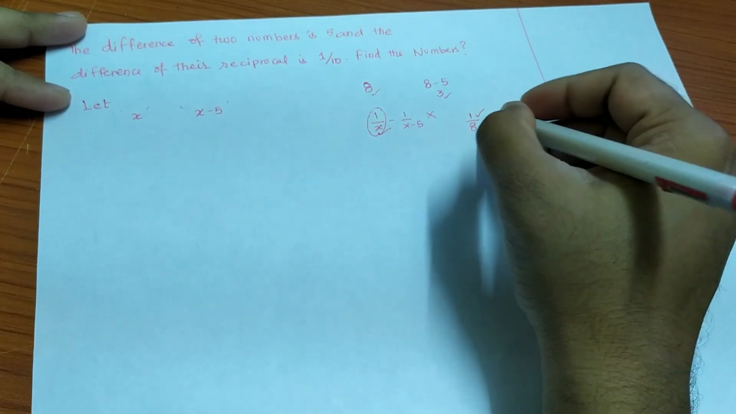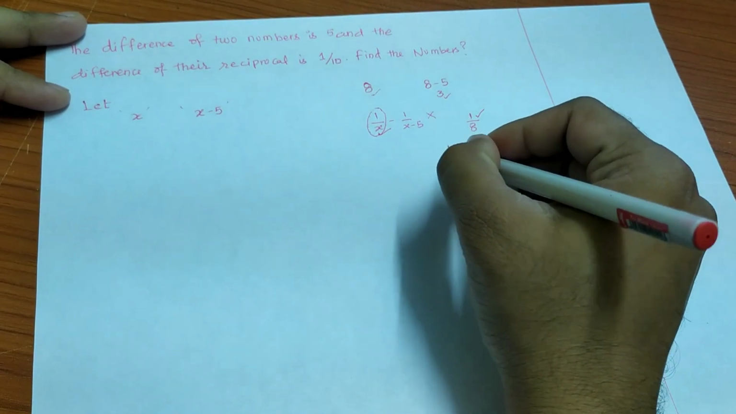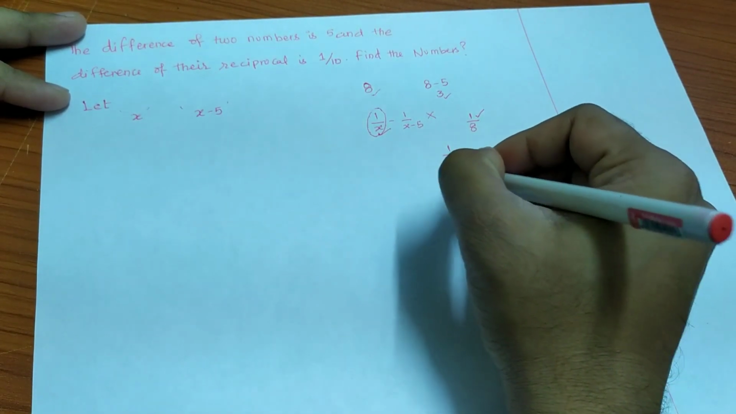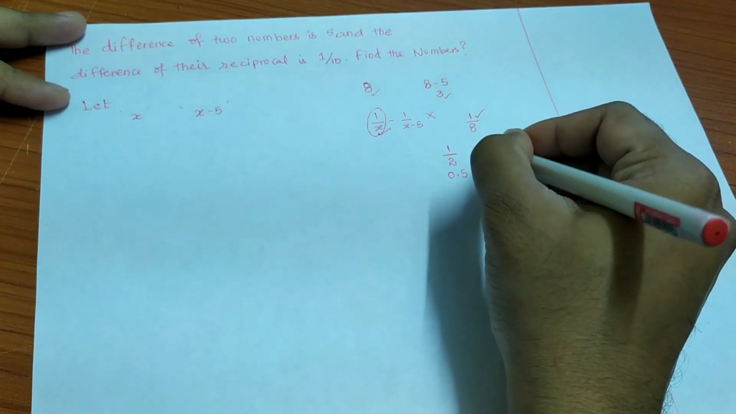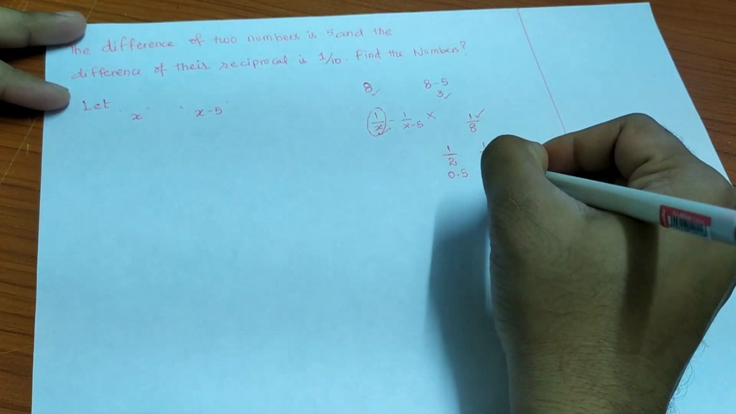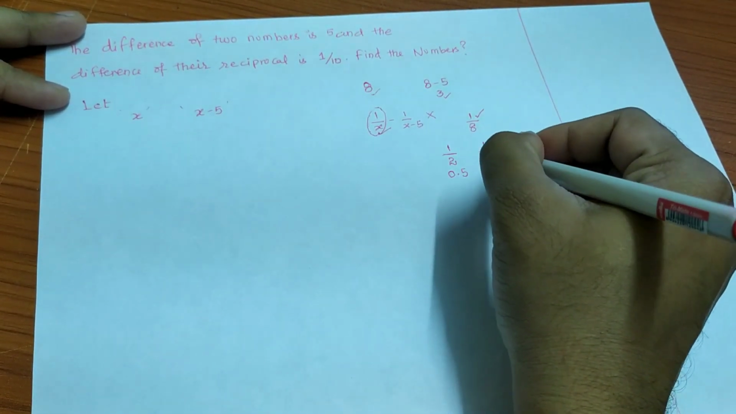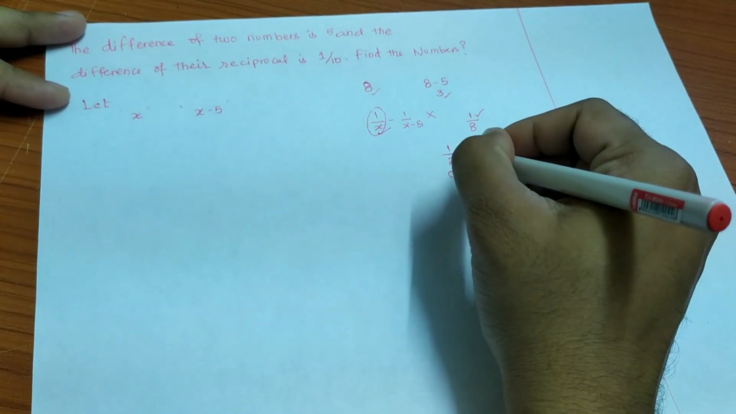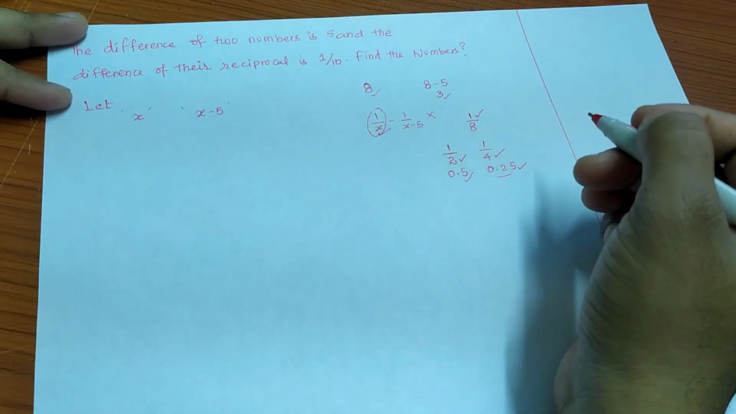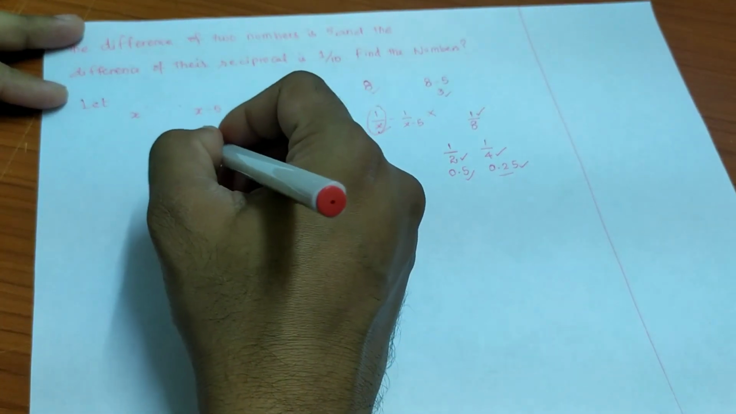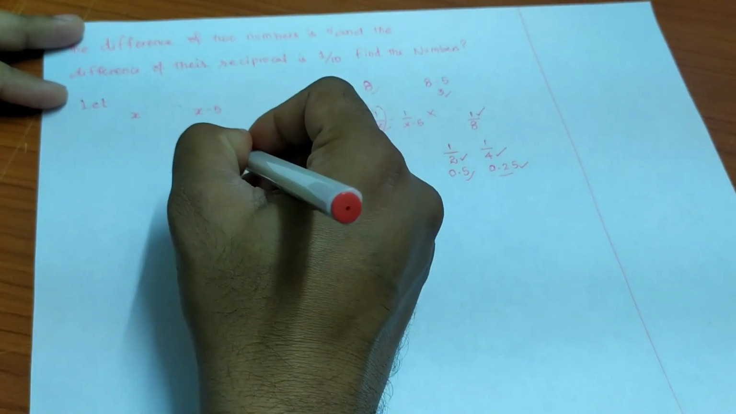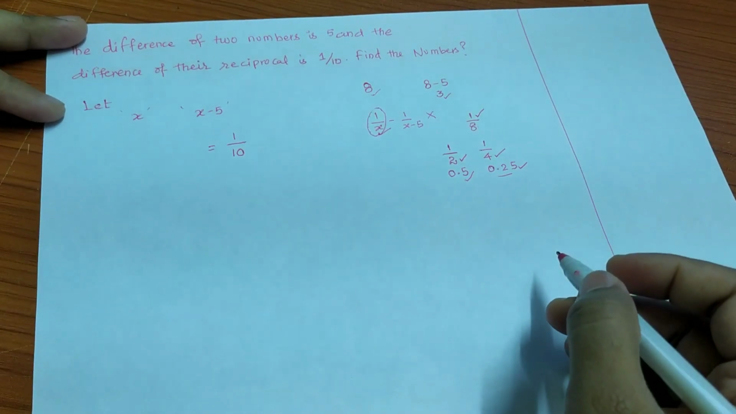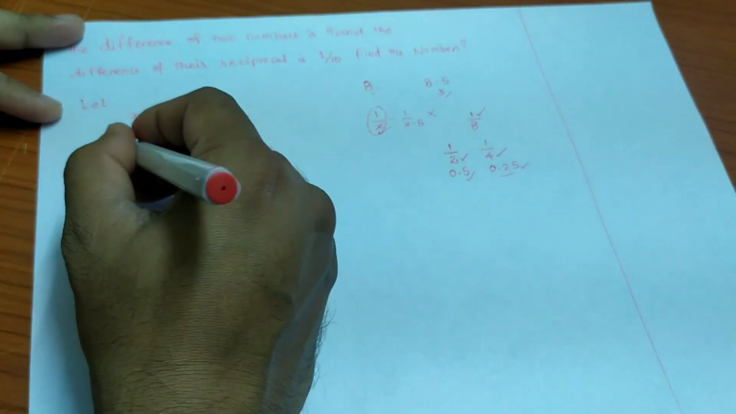How could we understand this? Just let me take a small example. 1 by 2 will give you the answer 0.5. 1 by 4 will give you the answer 0.25, which is small. If the denominator is big, you will get the small value. If the denominator is small, you will get a big value. So when we get 1 by 10, we have to subtract a small value from a big value, right?